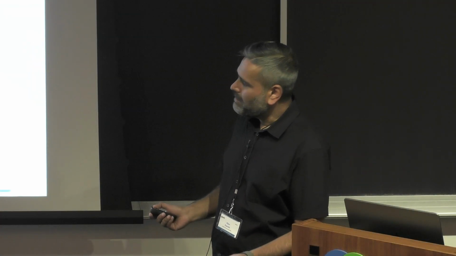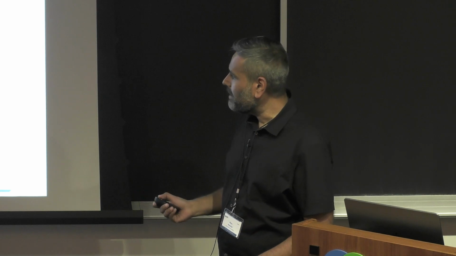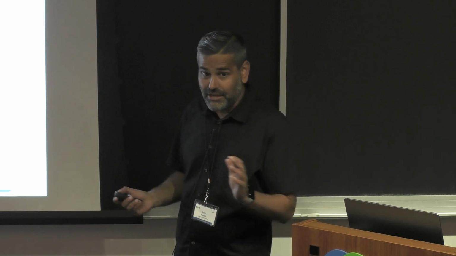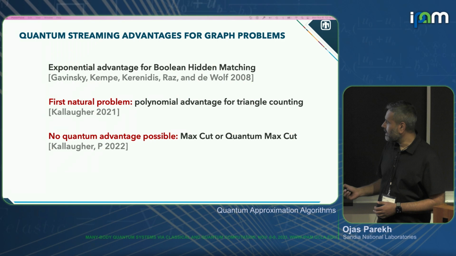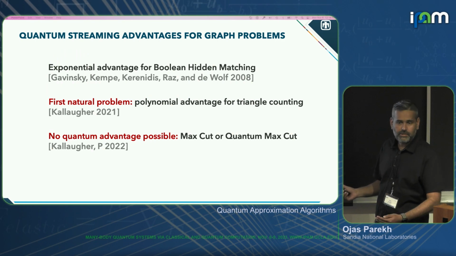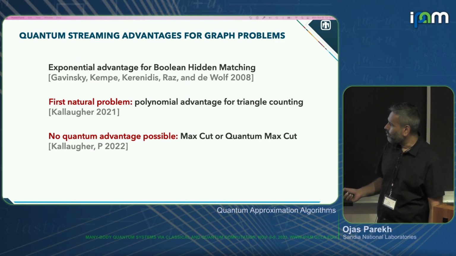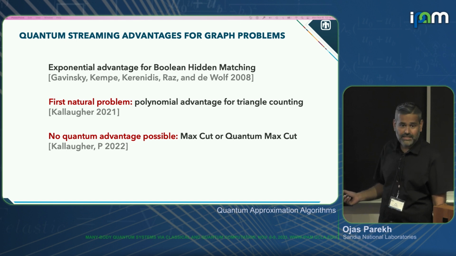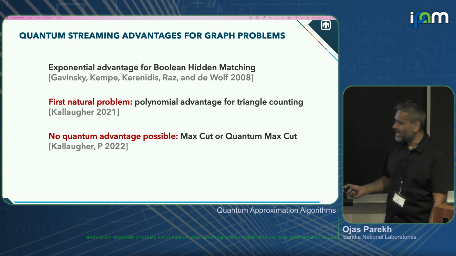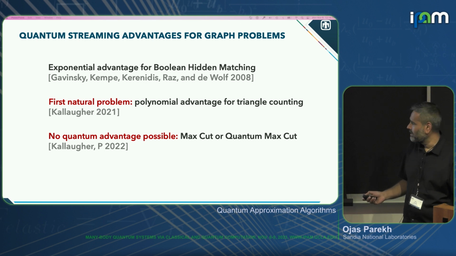And okay, we thought, what about max cut? Everybody loves max cut. Or what about quantum max cut? Maybe, like I was saying earlier, you need to look at quantum problems if you want quantum advantages. So if I want some quantum streaming advantage, maybe I can't get one for max cut, but I could get one for quantum max cut. Nope, no quantum advantage here. We proved you can't get one.